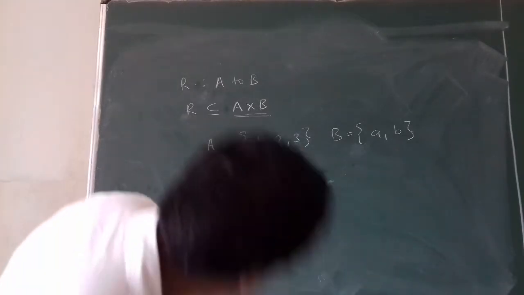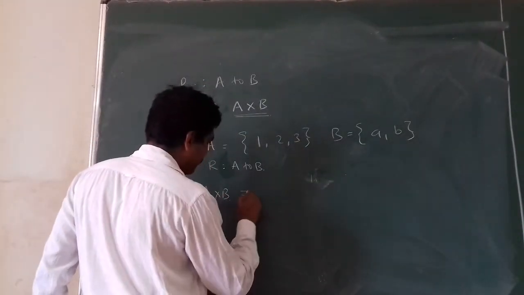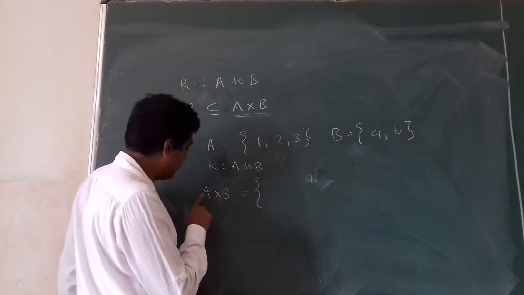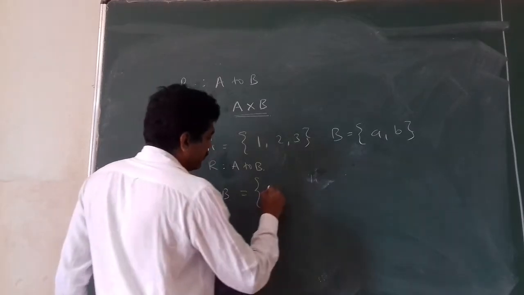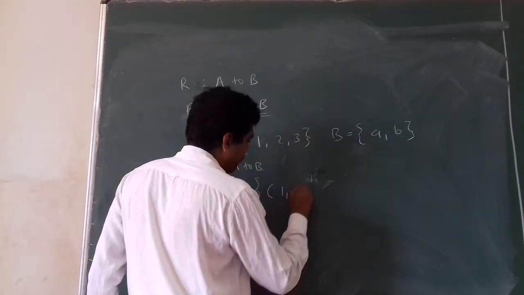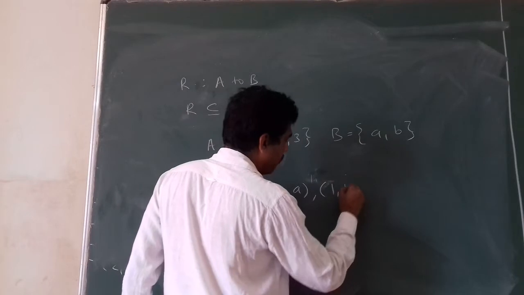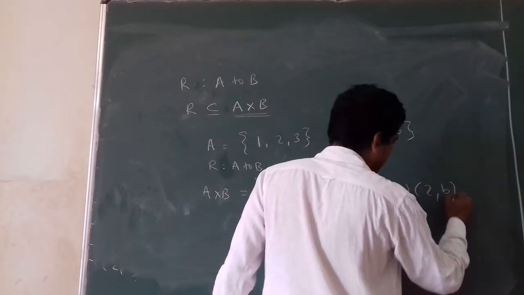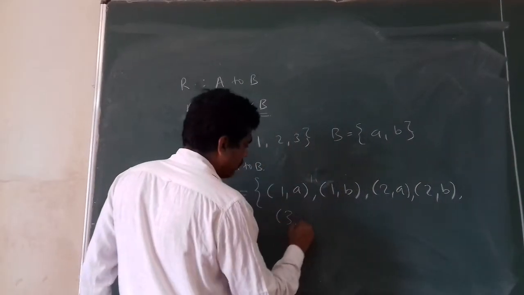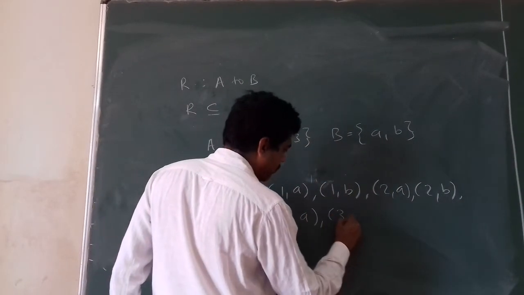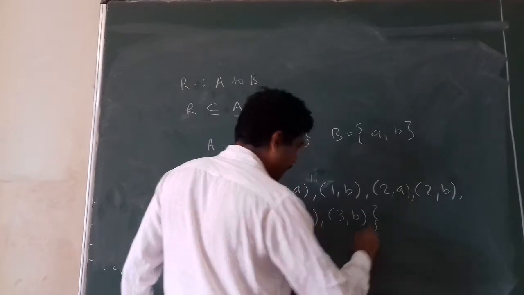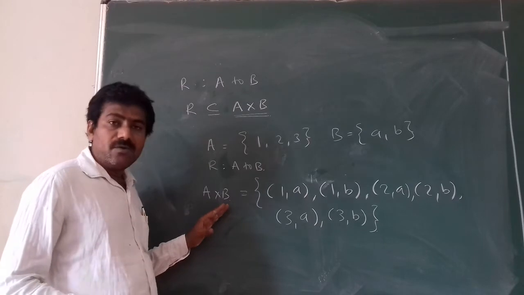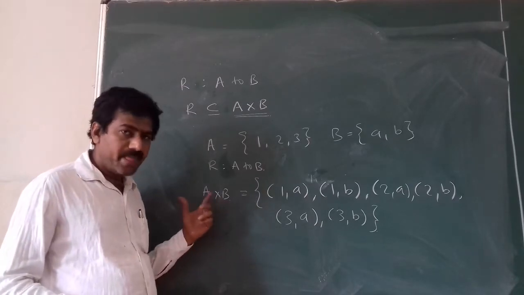before going with this, A cross B. Now this is a set. Now it's a binary relation. A cross B is the relation between the elements of A and B. So these are the ordered pairs: 1 comma a, 1 comma b, 2 comma a, 2 comma b, 3 comma a and 3 comma b. Okay. So there are a total of 6 ordered pairs in the cross product.